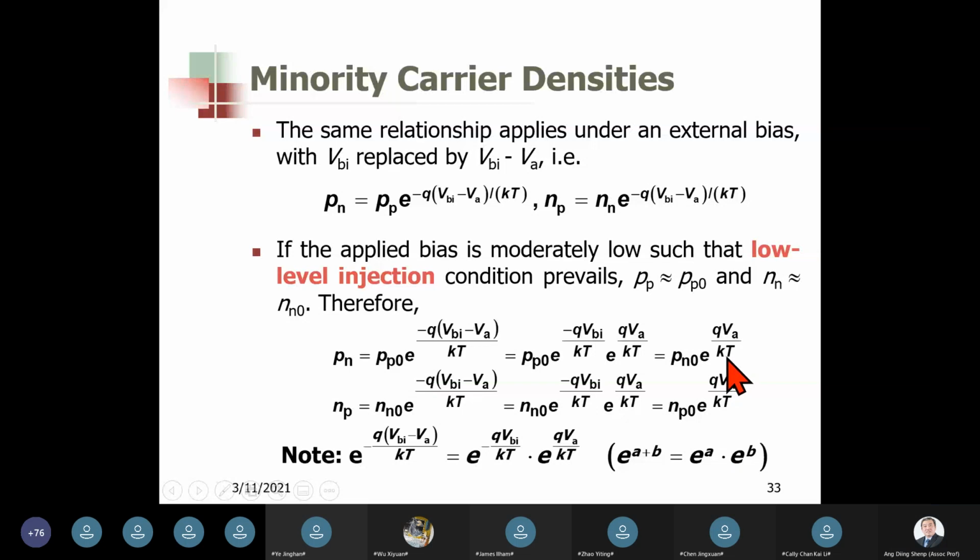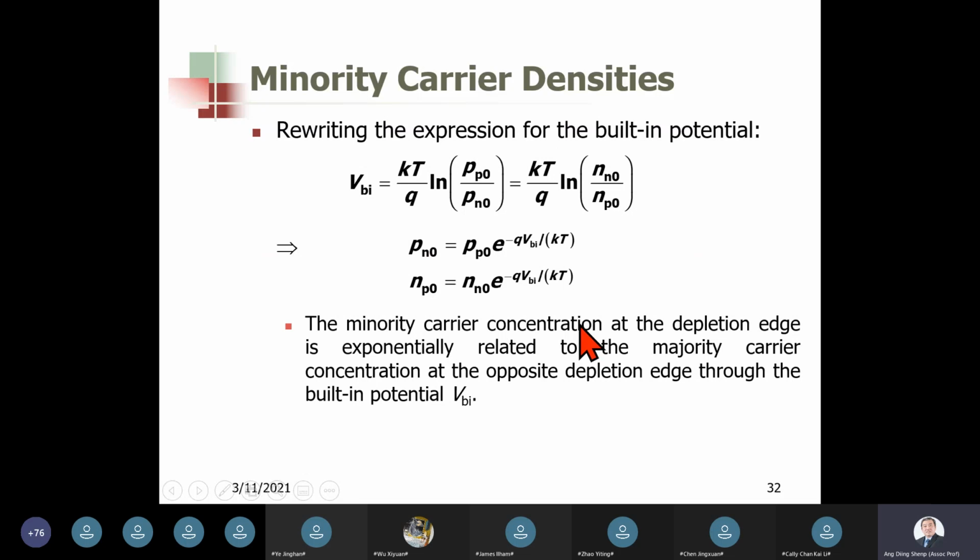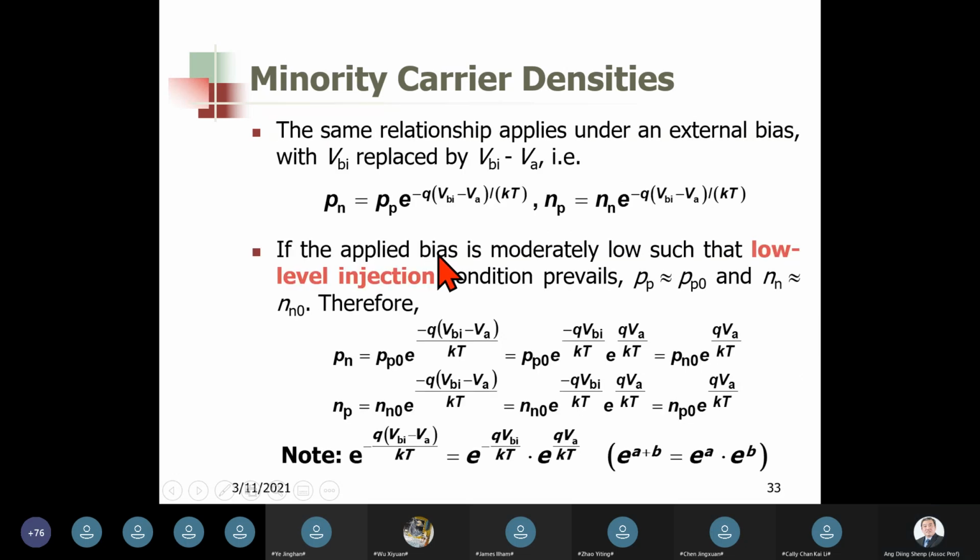Now, if you look at the product of the first two terms, PP naught times e to the minus q VBI over kT, recall what we know from thermal equilibrium: PP naught e to the minus q VBI over kT is none other than Pn naught. In other words, the minority carrier hole concentration at the edge of the space charge region on the N side at thermal equilibrium. So I can replace the product of the first two terms simply by Pn naught.